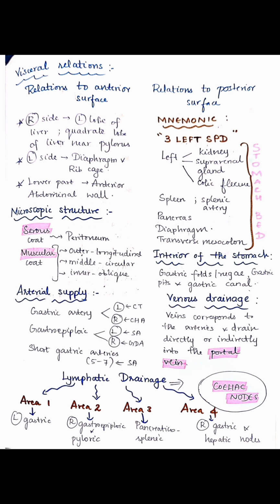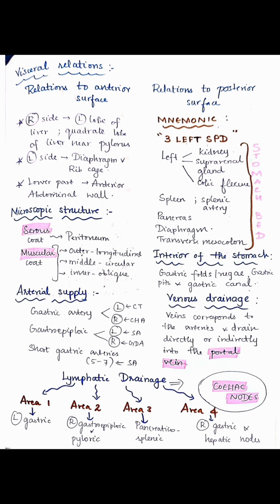Now the relations to the posterior surface: the structures present in these relations are called the stomach bed. To remember them, use the mnemonic 3 left SPD. The 3 left indicates left kidney, left suprarenal gland and left colic flexure. Then S for spleen and splenic artery, P for pancreas, D for diaphragm, then the transverse mesocolon.